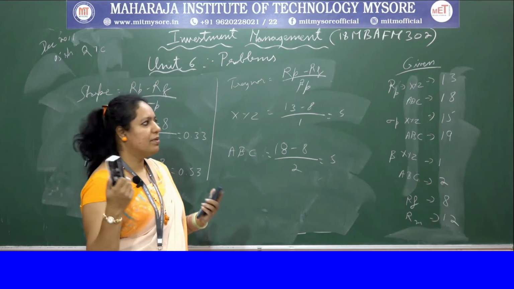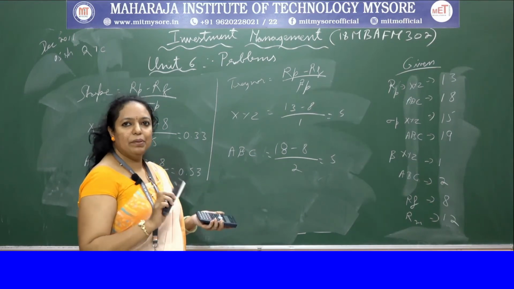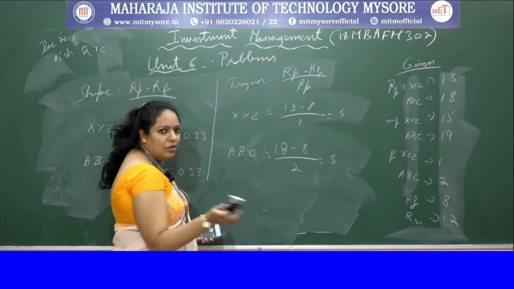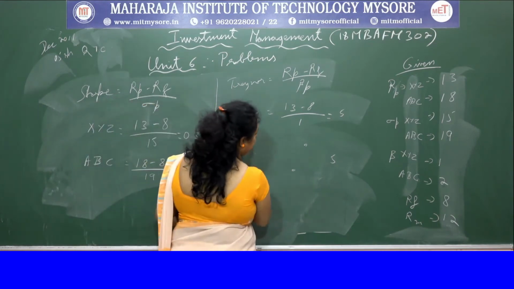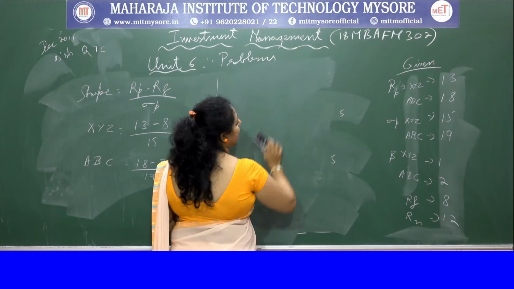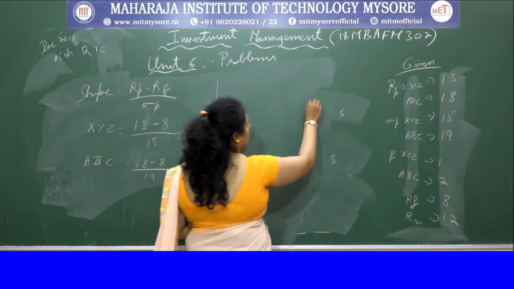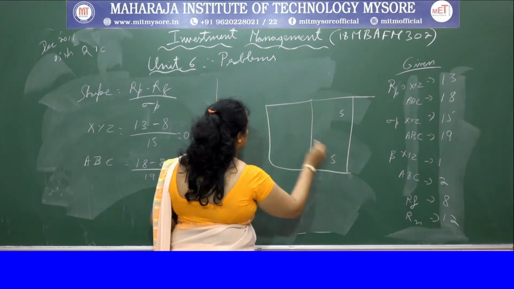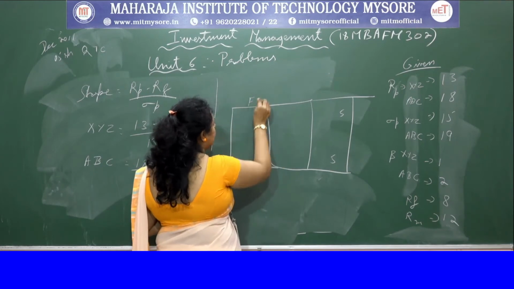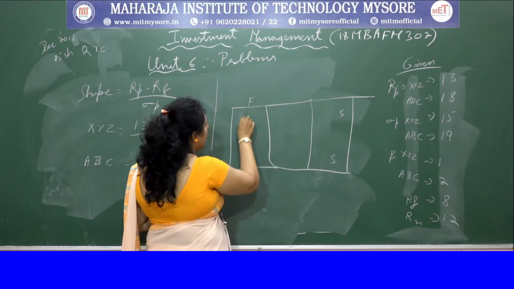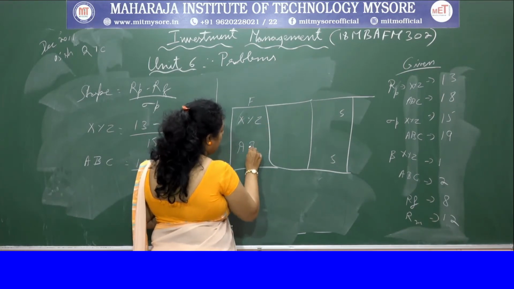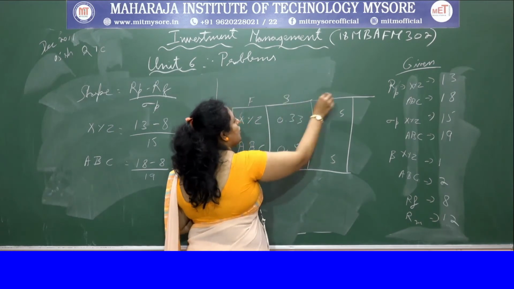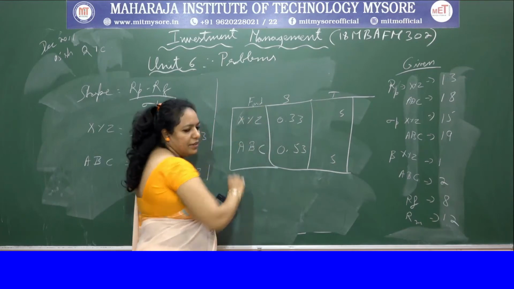So before going to Jensen's measure, we'll prepare the table for Sharpe and Treynor, then later on add the answer of Jensen. Hope you have understood these two. Let's prepare a table for this. So this is the fund: XYZ and ABC. This is 0.33 and this is 0.53. This is Sharpe, this is Treynor and this is fund.